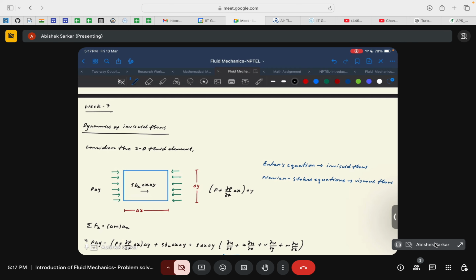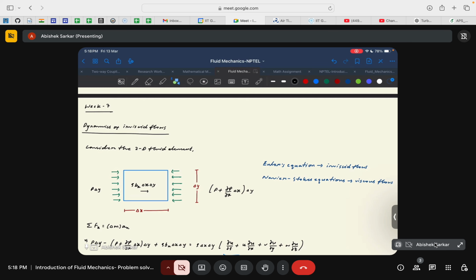Rather than that, today we will start our discussion on dynamics of inviscid flows. And time and time again, we have iterated the importance of understanding inviscid flows. All of you might say that in general, all fluids are viscous in nature, no matter how small or how large their viscosity is. In general, no fluid is inviscid. Then why study inviscid flows?